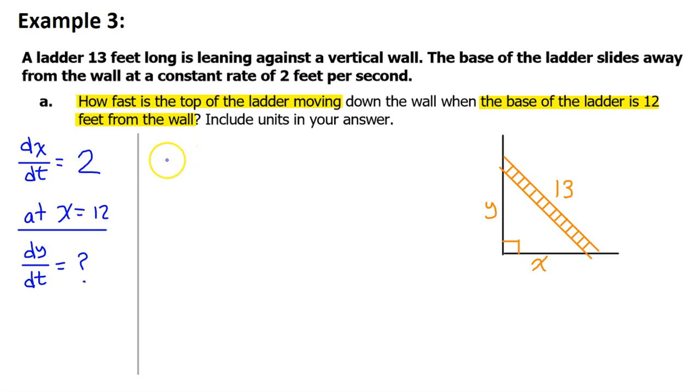Now we need some sort of relationship between these variables. We need an equation we can differentiate to make dy/dt appear. Hopefully you look at this picture and think, Pythagorean theorem, right? In other words, x squared plus y squared is equal to 13 squared. Let's differentiate both sides of this equation with respect to t to make dy/dt appear.